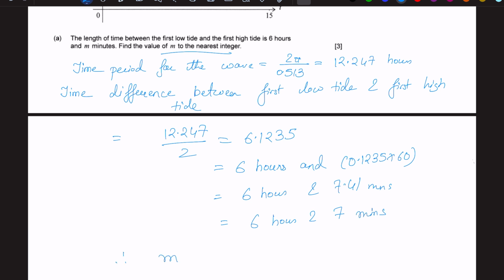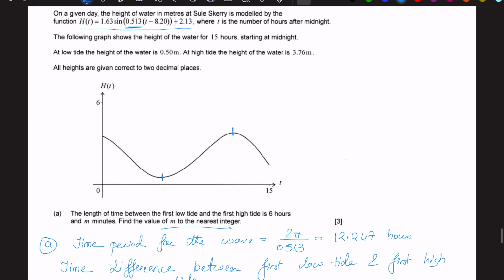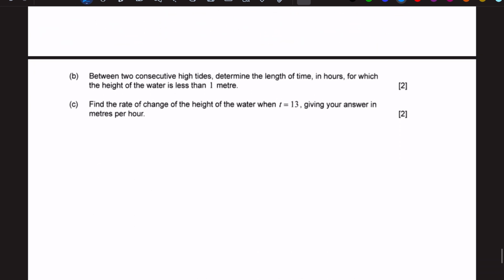Therefore, your value of m would be equal to 7. This is the answer to part A of this question. Done. Now part B. Between 2 consecutive tides, determine the length of time for which height of water is less than 1 meter.